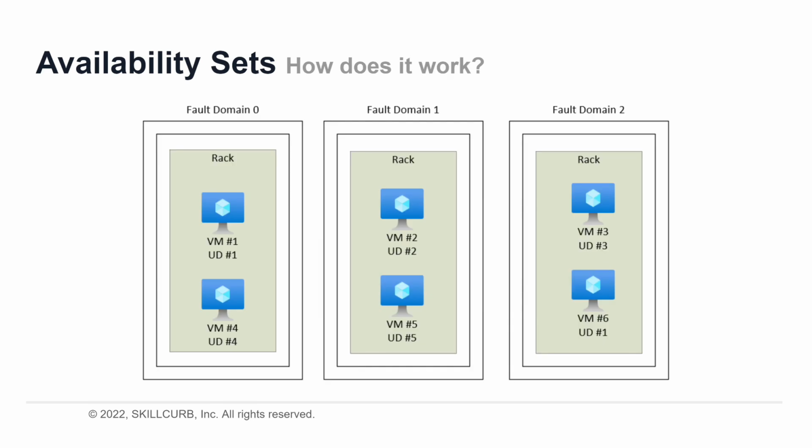Each virtual machine in your availability set is assigned an update domain and a fault domain by the underlying Azure platform. Each availability set can be configured with up to 3 fault domains and 20 update domains. These configurations can't be changed once the availability set has been created. Update domains indicate groups of virtual machines and underlying physical hardware that can be rebooted at the same time.